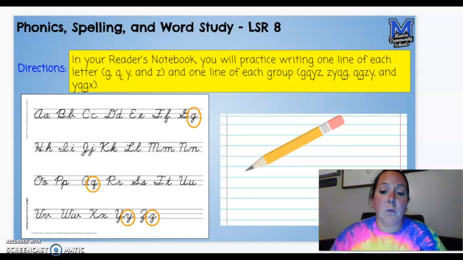Then you're going to create one line of each group: G, Q, Y, Z, another line with the group Z, Y, Q, G, another row Q, G, Z, Y, and the last row is going to be Y, Q, G, Z. You're going to turn that into your teacher when you are finished.